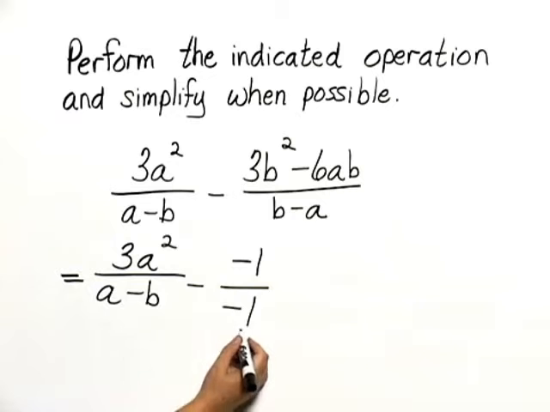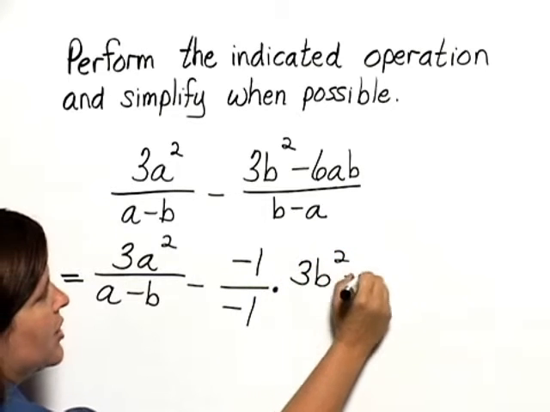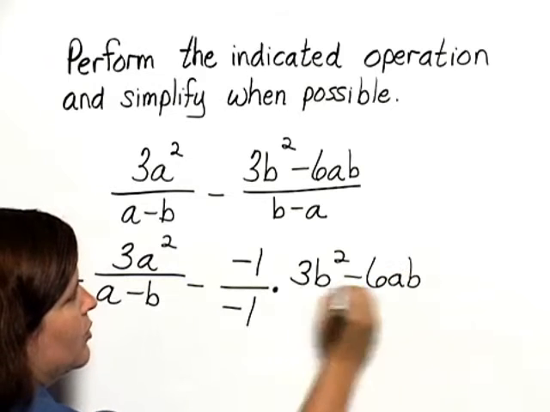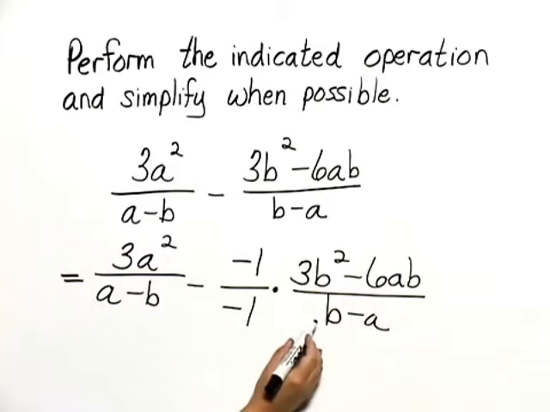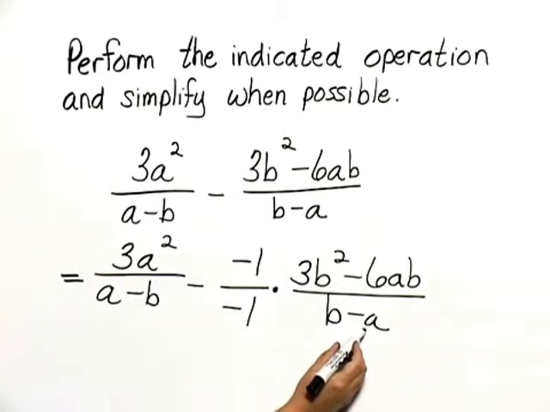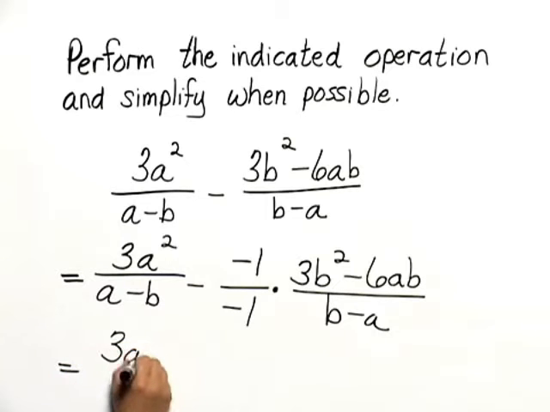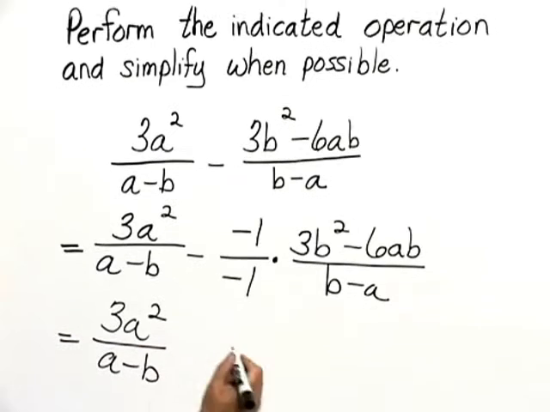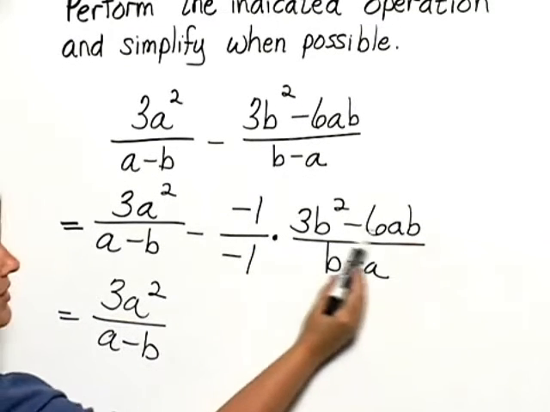That's another form of 1. So we haven't changed the value of the second expression. Now when we do that, in the denominator, we're going to have the opposite of b minus a, which is a minus b. In the numerator, we're going to have -1 times this.